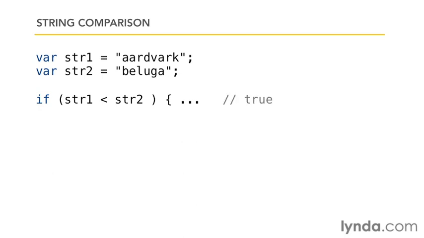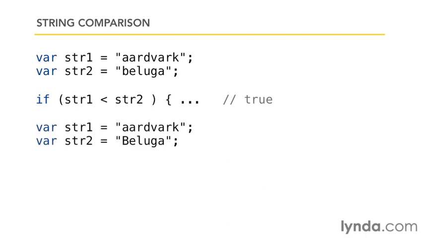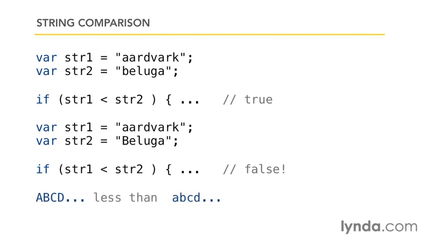This would be true. However, adding in the uppercase and lowercase parts of it can make things a bit more confusing and not necessarily the way you expect. So here in the second example, I have aardvark with a lowercase a and beluga with an uppercase B. Again, I ask if there's a comparison. Is string 1 less than string 2? And most people would think, well, yes, it is. But here's the problem. This would actually be regarded as false. That's because, as far as the internal structure of how we encode characters in a programming language, the uppercase letters are regarded as less than the lowercase letters. So uppercase B is regarded as coming before a lowercase a. So this would be false.